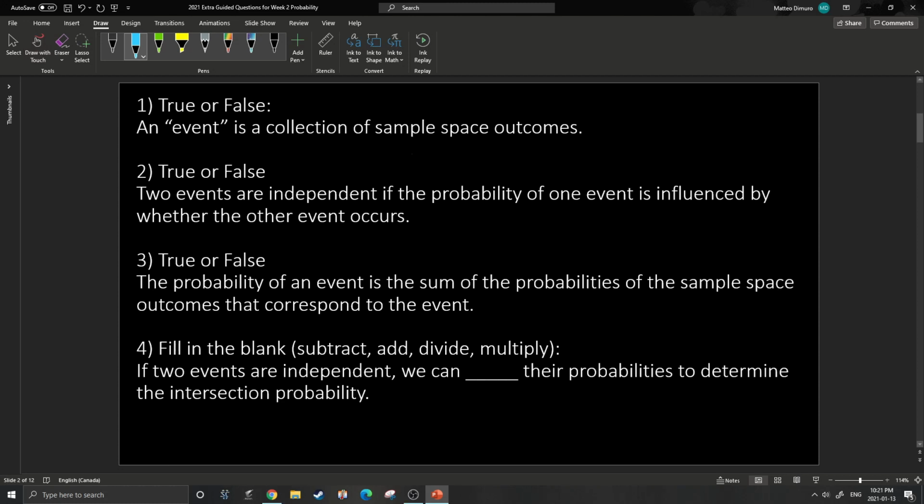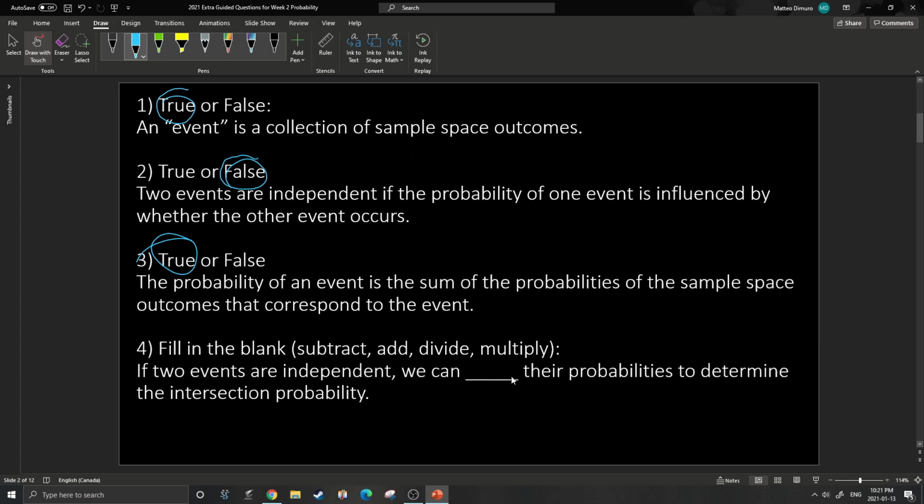Here we go, some true or false for you. An event is a collection of sample space outcomes. True, totally true. Two events are independent if the probability of one event is influenced by whether the other event occurs. Nuh-uh, that would be dependent, so this is false. The probability of an event is the sum of the probabilities of the sample space outcomes that correspond to that event. True! It's just that easy. You just gotta memorize it.